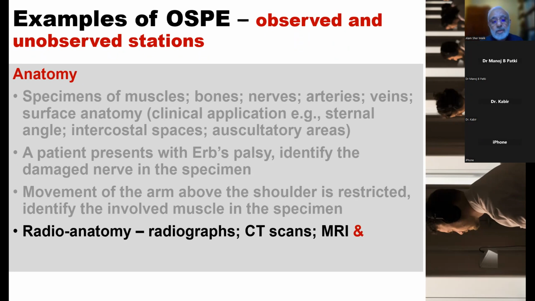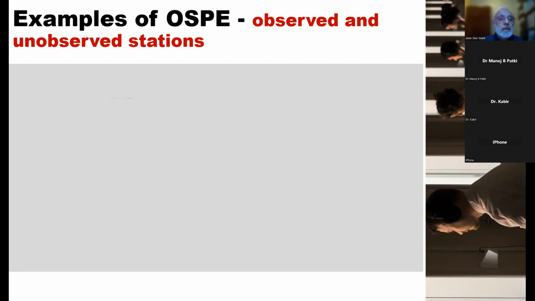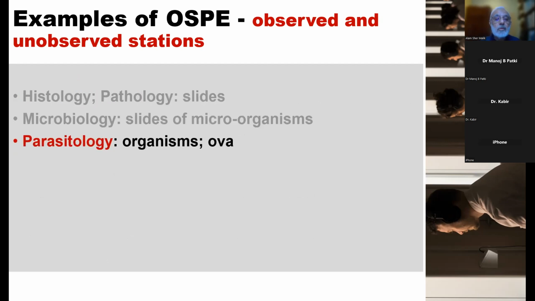Similarly, we can use radioanatomy, radiographs, CT scan, MRI, and we can also have scenarios and specimens based on surgical or applied anatomy. So these are a few examples for anatomy. Similarly, we can use slides in histology and pathology, but each station must have a scenario. And in microbiology, again, slides of microorganisms. In parasitology, organisms or ova.